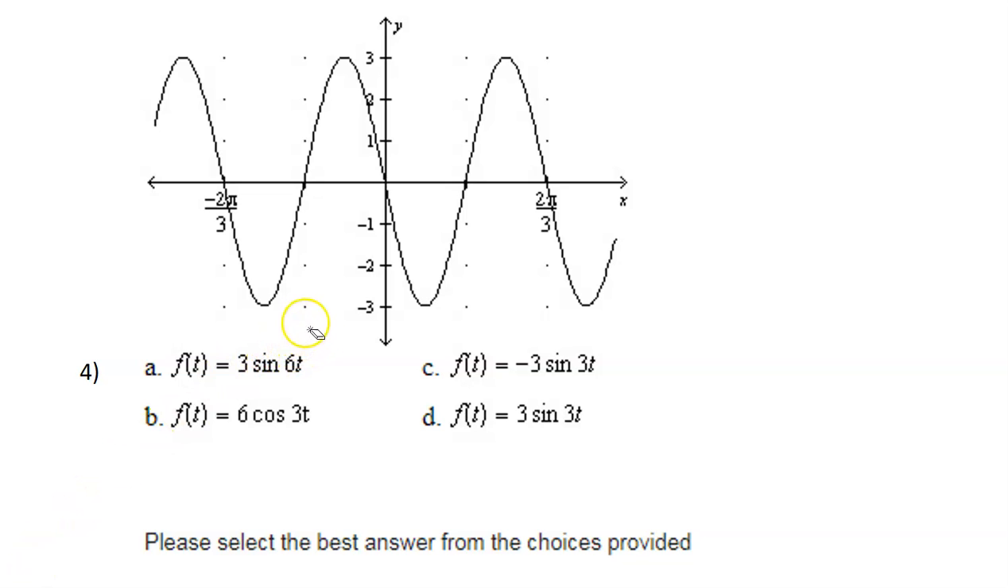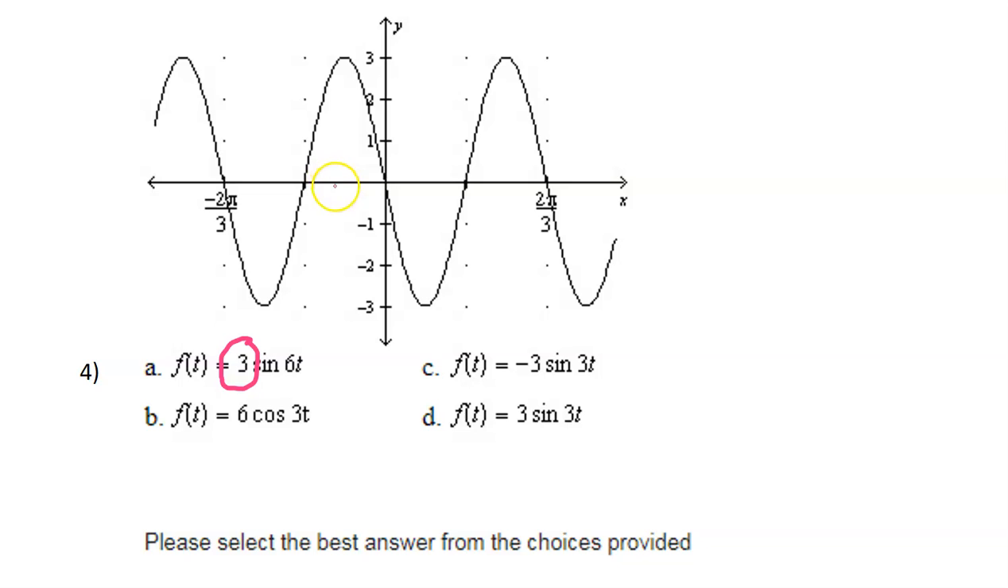In this video, I'm going to show you how to tell which one of these functions matches this graph. So let's take it piece by piece. The number in the very front is the a value. The a value tells you the amplitude of the function.